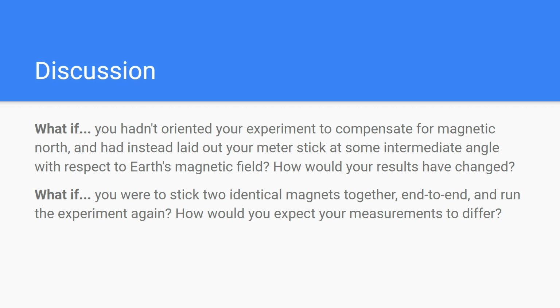What if we hadn't oriented our experiment to compensate for magnetic north and had instead laid out the meter stick at some intermediate angle? This would have significantly changed our results, as it wouldn't be properly oriented and we'd have different values. And if we were to stick two identical magnets together and run it again, I would expect that we would have a stronger magnetic field, as there are now two magnets.